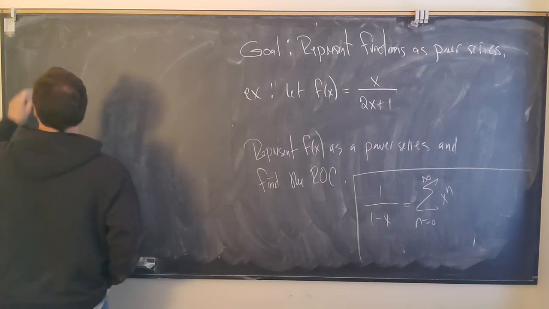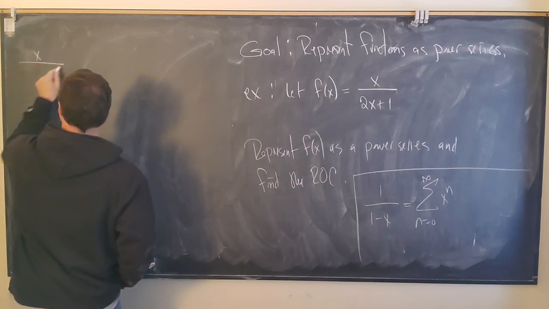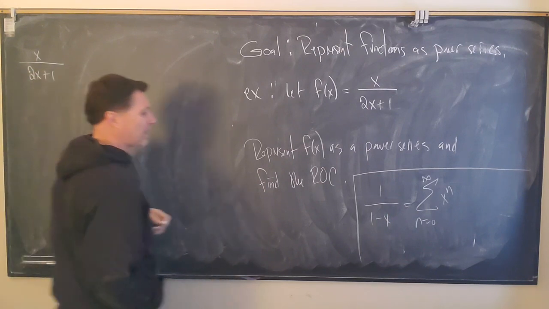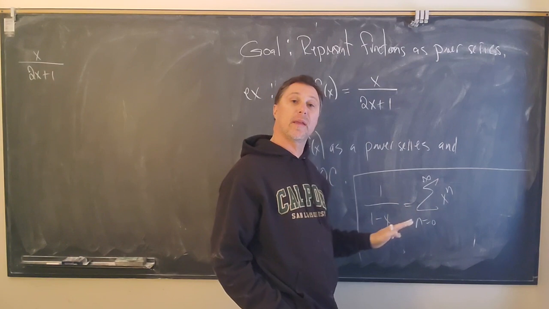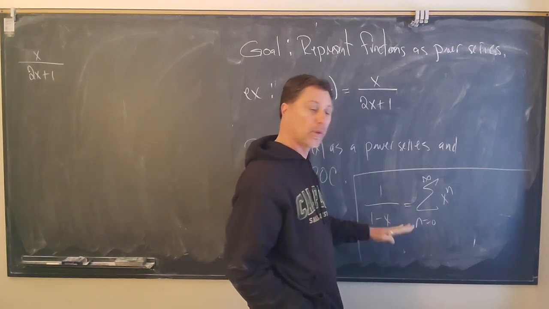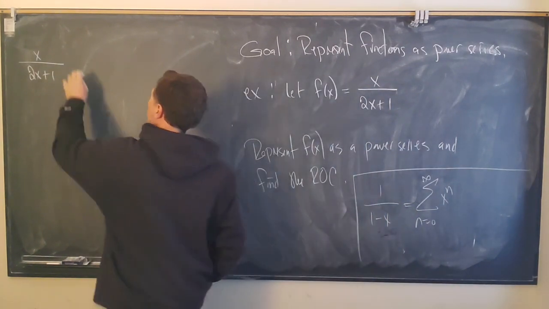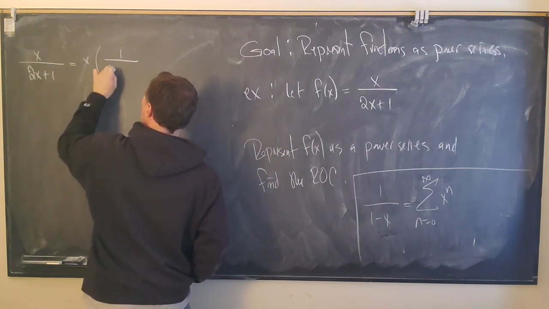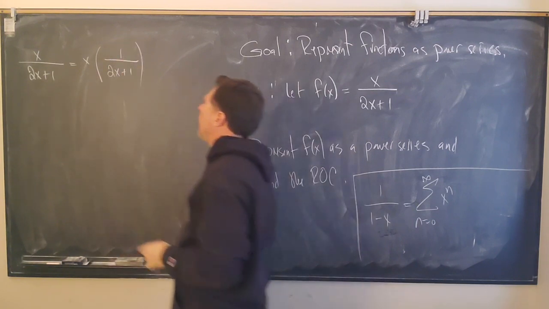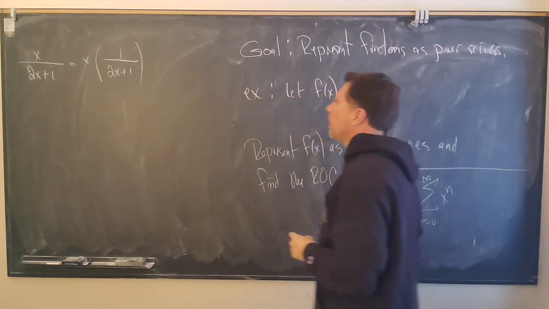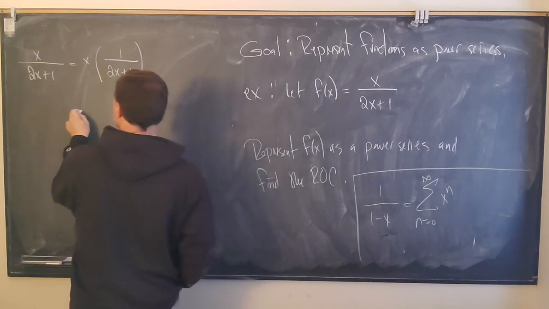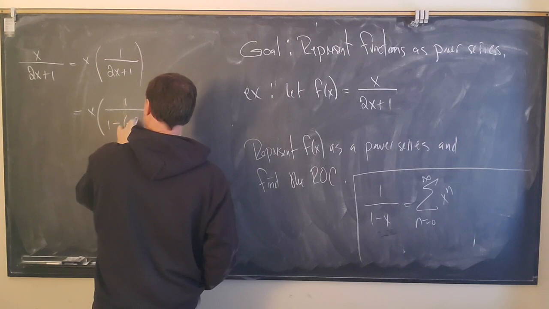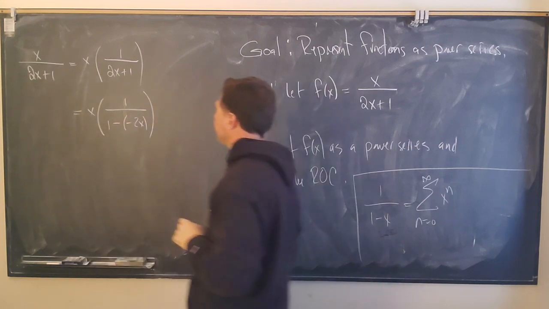Okay, so what do we have? We have x over 2x plus 1. It doesn't look exactly like this. What I want to do is manipulate things and try to make it look somewhat like this. The first thing I can do, I need a 1 in the numerator, so I can pull the x out. And then this is equal to x times 1 over 1 minus a negative 2x.